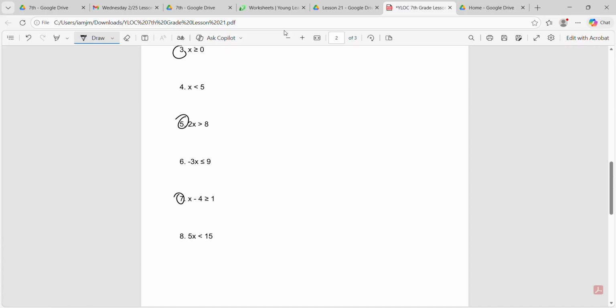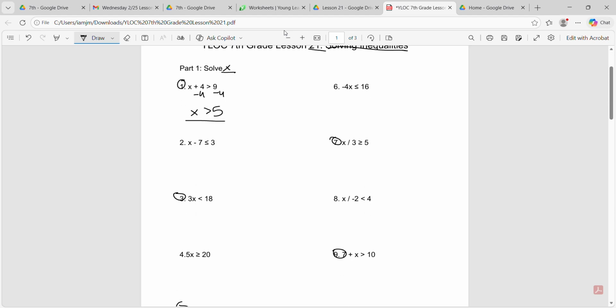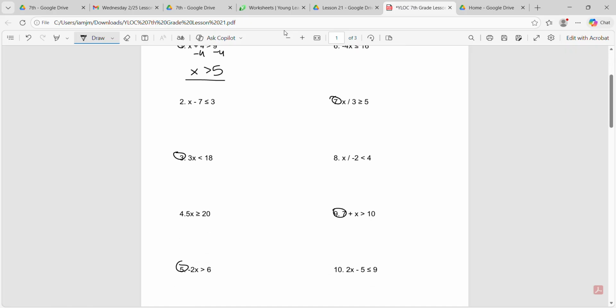Number 3. 3x is less than 18. We've got to divide both sides by 3 and get x is less than 6.